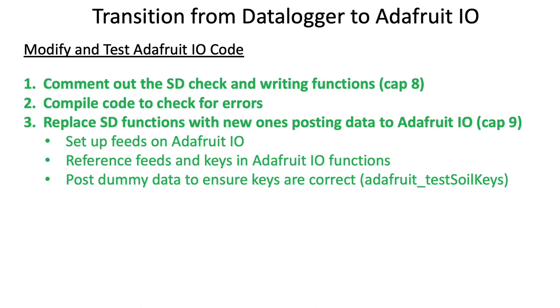Next, I'll need to modify my existing instrument sketch by replacing the data logger setup and write functions with new code for posting data to my IoT feeds. For this to work, I set up my feeds on Adafruit IO to accept data, modified my code to post dummy data, and then tested things out to make sure that all my feeds are properly linked to my code.